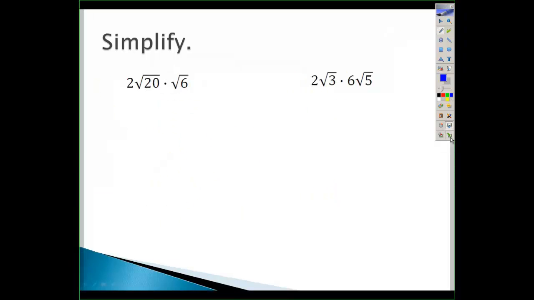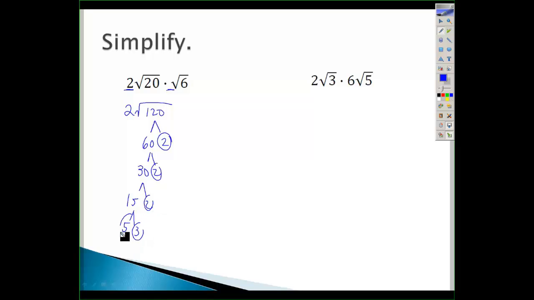All right, let's get into a little bit more complicated, because you're going to get some of these on your homework. Same idea. You need to take the numbers in front and multiply them together. 2 times 1 is 2. And the numbers on the inside, 20 times 6 is 120. Now, it's pretty obvious to me that this is not in the simplest form. So I'm going to factor tree this guy, 60 times 2. Or I could have used 20 times 6, which is what I got in the first place. Either way is fine.